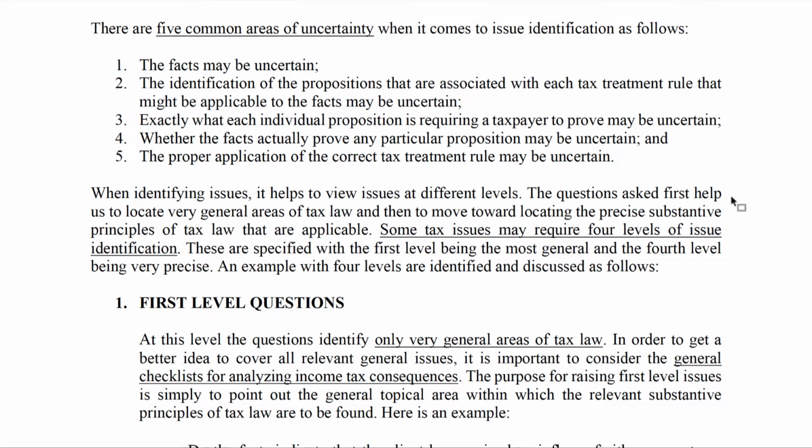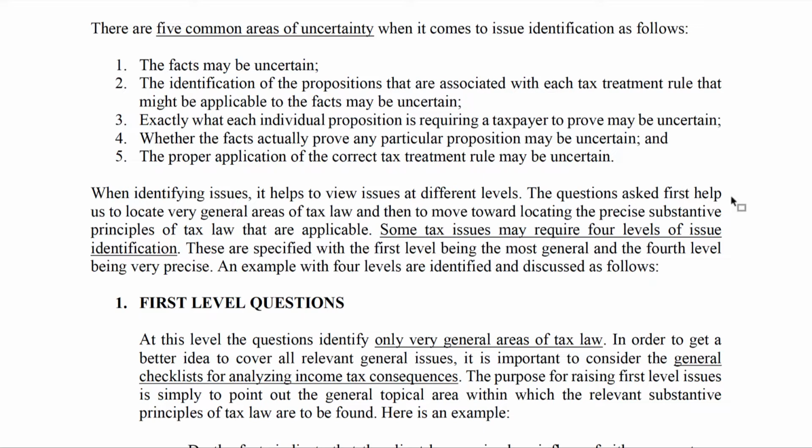Now, there are 5 common areas of uncertainty when it comes to tax issue identification. Looking at these 5 issues, you can have factual issues, you can have legal issues, and you can have a mix. With factual issues, you don't exactly know what the facts are from the client because the client's not certain, and you also might need more facts going forward to establish whatever rules you're looking at. Legal issues have more to do with application of propositions of a tax treatment rule, or the tax treatment rules themselves, because you might see multiple ones. You're like, okay, what is this? Is this alimony? Is this child support? Because those are different types of tax treatment rules.